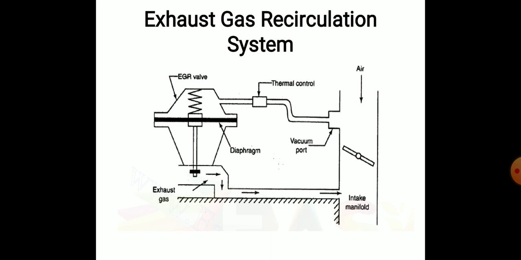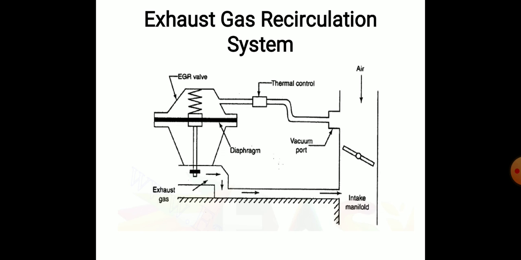When there is no vacuum created, the spring pushes the diaphragm downward to keep the passage closed. So when the passage is closed, that arrow mark is shown there. Therefore, no exhaust gas is recirculated. So it happens during idling, when no NO2 is formed, or otherwise when NO2 is minimum, the exhaust gas will not enter the inlet manifold.